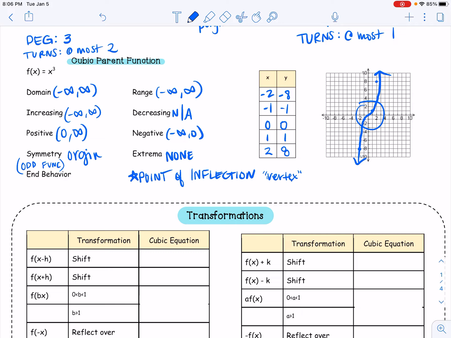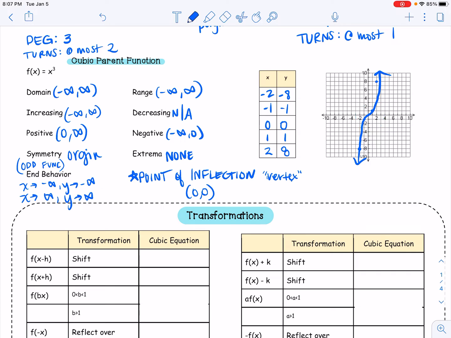So for our parent function, the point of inflection is that origin. It is 0, 0. And if you think about it, it's also kind of changing, like from positives to negatives, looking at that chart. And then lastly, we have end behavior. So remember, in end behavior, as x approaches negative infinity, your y values are also approaching negative infinity. And as x approaches positive infinity, those y values are also approaching positive infinity.